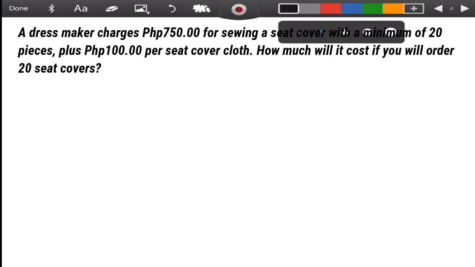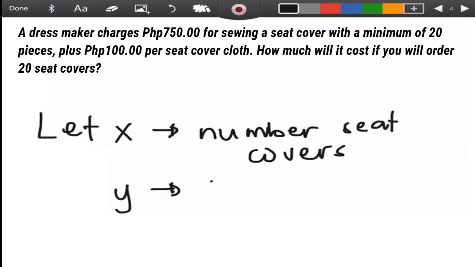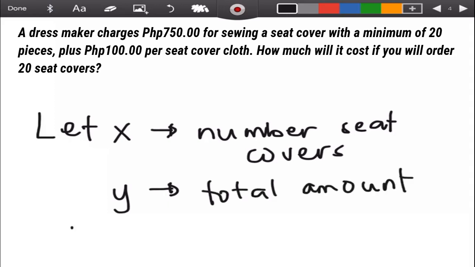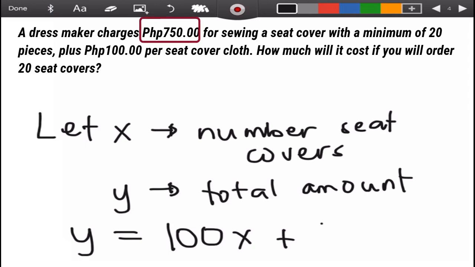Here, we need to let x be the number of seat covers and then y will be the total amount that you will pay for the seat cover plus the charges. So we need to make the linear equation of these examples. We have y, the total amount that you will pay, equals, in every seat cover, it costs 100 pesos, times x, which is the number of seat covers, plus the charge of the dressmaker, which is 750.